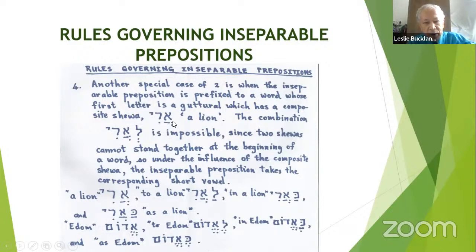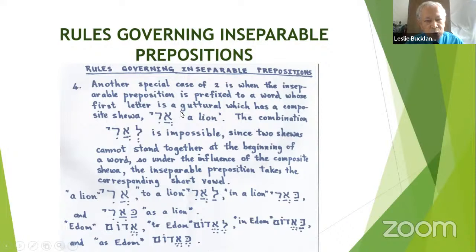So it's called composite because it is made up of more than one element. It's not just one element, like one dot above the other, but it is one dot above the other plus the short pathak. And this is called hatef pathak. Bear in mind also that guttural letters do not take simple shuas under them as a general rule. They generally take the composite shua.